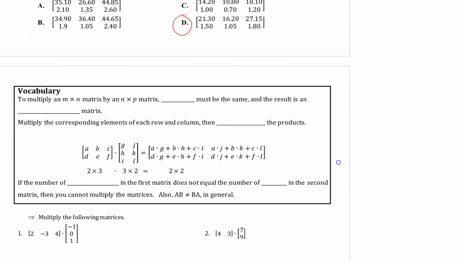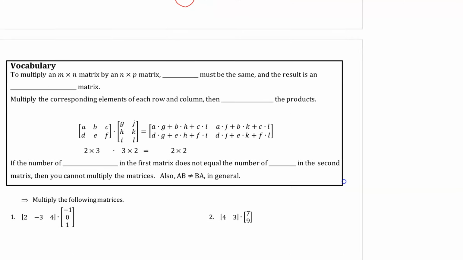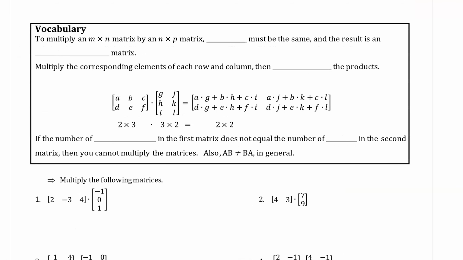When you are multiplying matrices, you have to make sure that your dimensions line up appropriately. If we're multiplying an M by N matrix by an N by P matrix, the Ns must be the same, and the result is going to be an M by P matrix. So this and this must be the same, and then our resulting matrix is going to be whatever these outside numbers were.